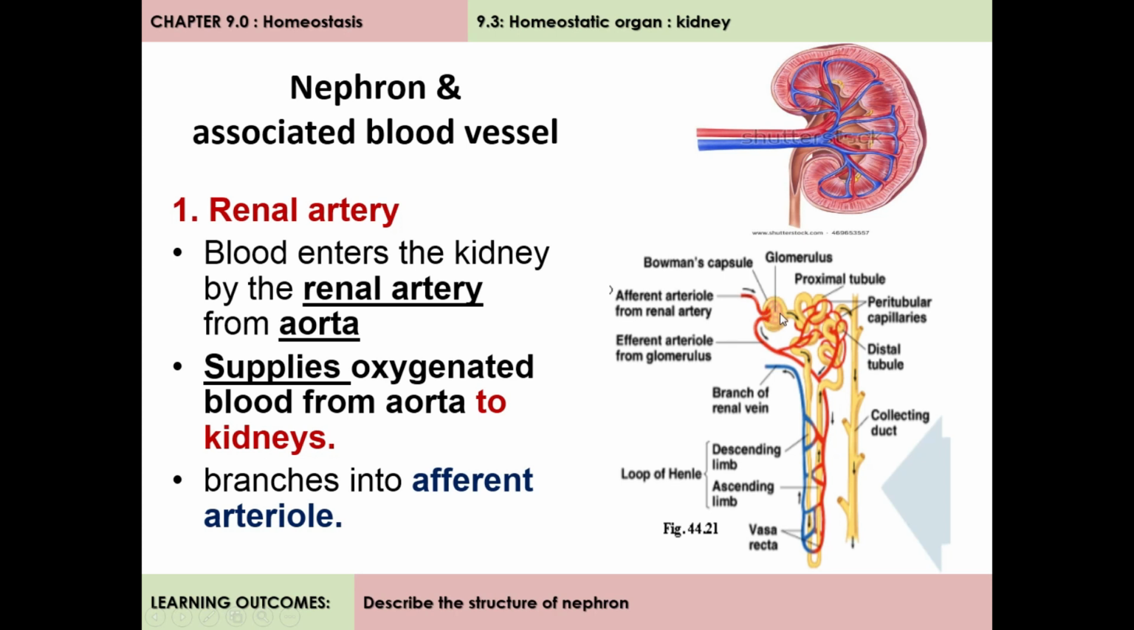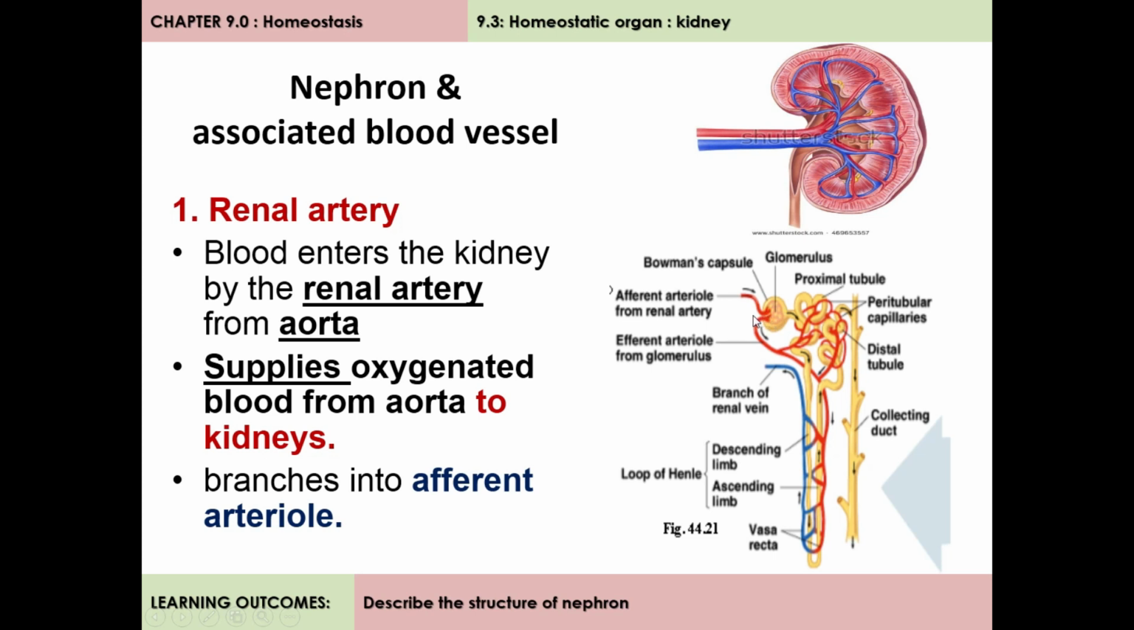This Bowman capsule is dividing to form a network of capillaries we call the glomerulus. I repeat again: the renal artery brings oxygenated blood from the aorta to the kidney. It branches into the efferent arteriole, which brings blood towards a cup we call the Bowman capsule, and this Bowman capsule divides to form a network of capillaries we call the glomerulus.